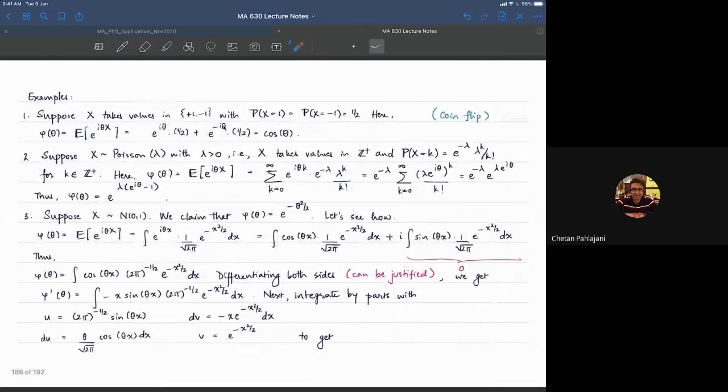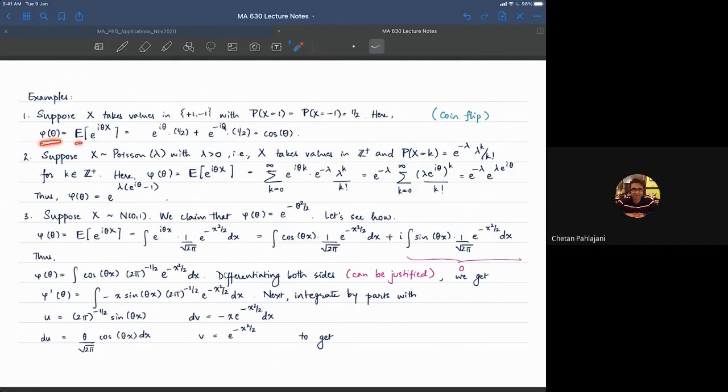All right, so now I think we should at least look at a couple of examples. Here are a couple of examples. Suppose x takes values in just +1, -1, with P(X = 1) = P(X = -1) = 1/2. So basically, you can think of this as a coin flip. If you want, you can say that heads corresponds to 1 and tails corresponds to -1, or vice versa, depending on whatever makes you happy. And then you can calculate phi of theta.